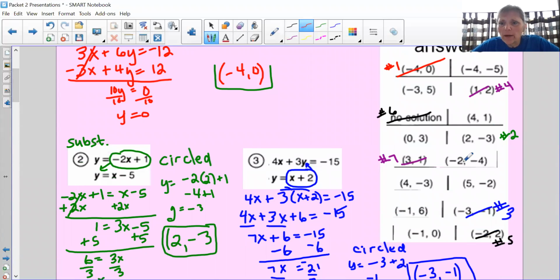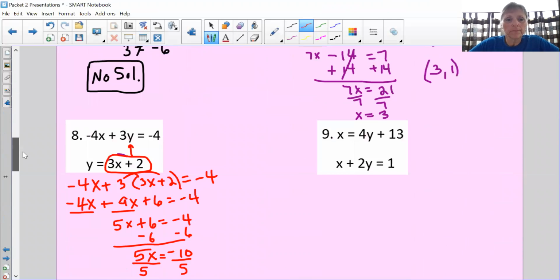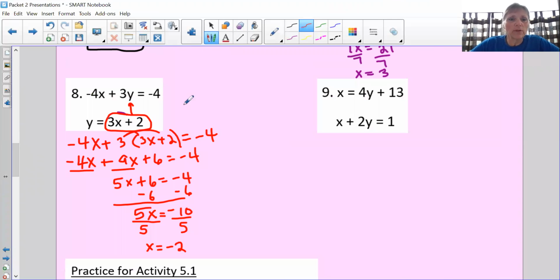Okay, I see 1 here, so this looks like that's it. So hopefully the other answer is negative 4. Okay, so I'm going to use the circled equation. Y equals 3 times negative 2, and then plus 2. Okay, 3 times negative 2 is negative 6, plus 2. Opposites, I'm going to subtract, take the sign of larger.